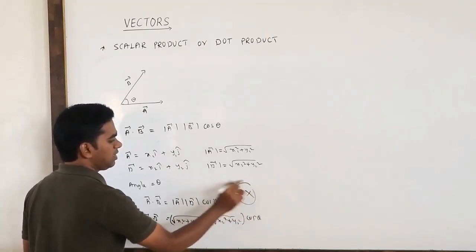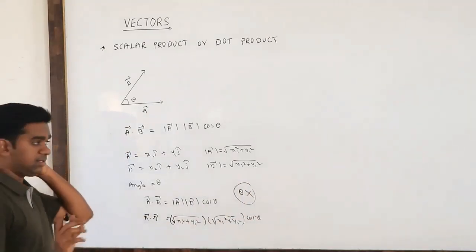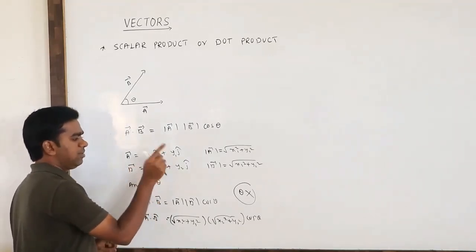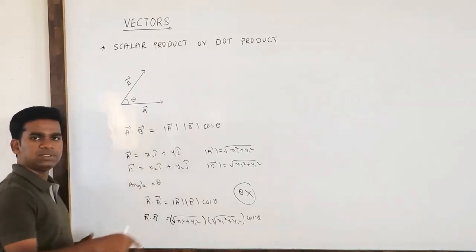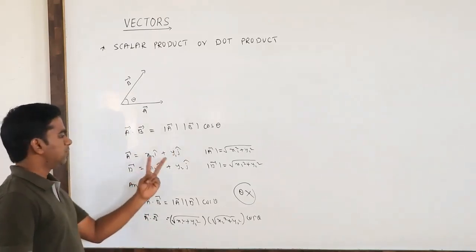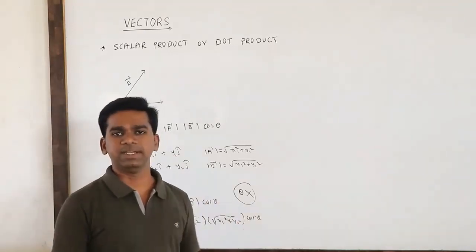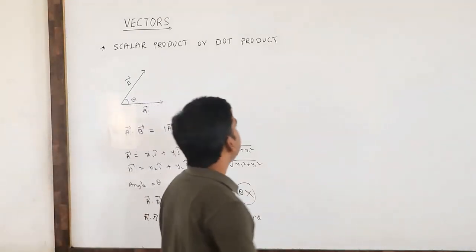If theta is not given, then it's a problem. You have to multiply these two directly. x1 into x2 is okay. But what about i cap into j cap? That is a problem. So for that we should know the dot product of the unit vectors separately. So that we will discuss now.